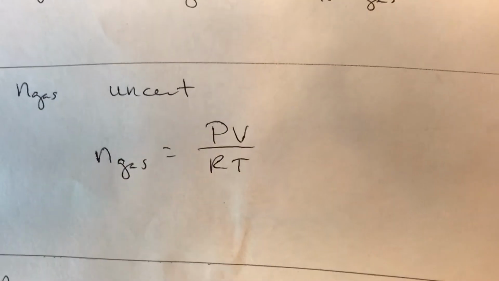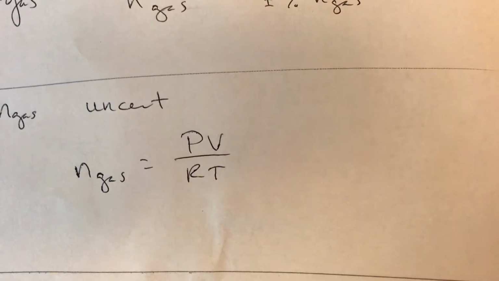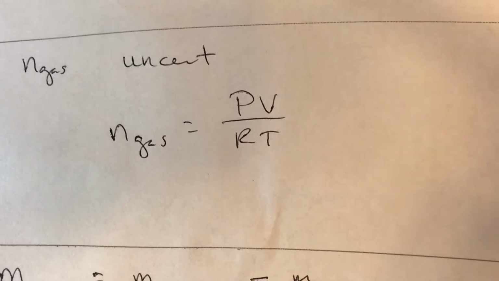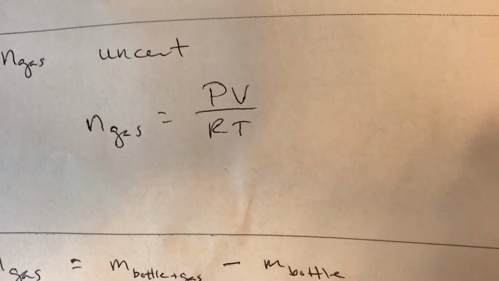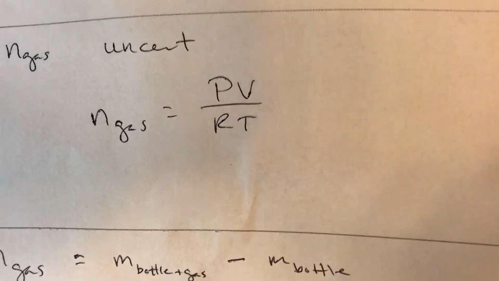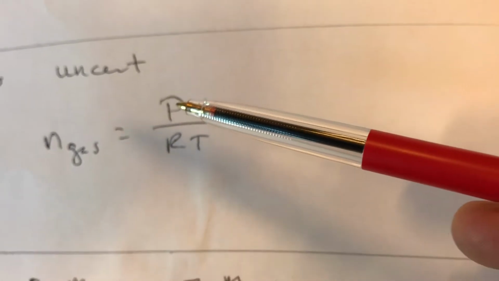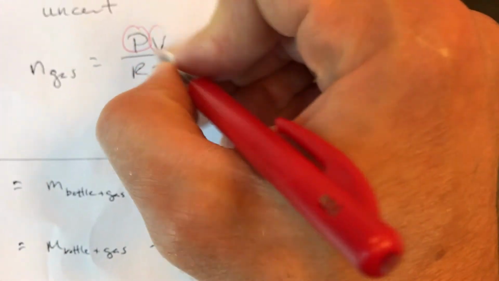Getting the moles of gas was a lot simpler than getting the mass of gas, so let's start there. The moles of gas uncertainty is going to be based on the measurements that got us the calculated value for the moles of gas. If you remember, we got the moles of gas by using the ideal gas law, pressure times volume divided by ideal gas law constant times temperature in Kelvin. So all three of those values, pressure, volume, and temperature, those are all experimental values that we measured directly in the lab, and all of those have uncertainty.